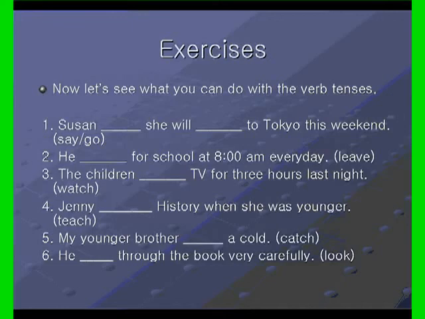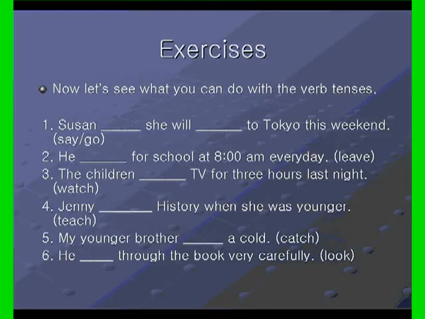Number four: Jenny, history when she was younger. Teach is the verb we're going to use. Teach is an irregular verb, so we're going to change that to taught, and it should read: Jenny taught history when she was younger. Number five: my younger brother, a cold, catch. As I mentioned a minute ago, catch is an irregular verb, and so that becomes caught, and it should read: my younger brother caught a cold.